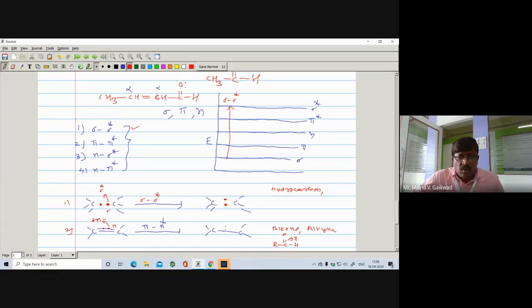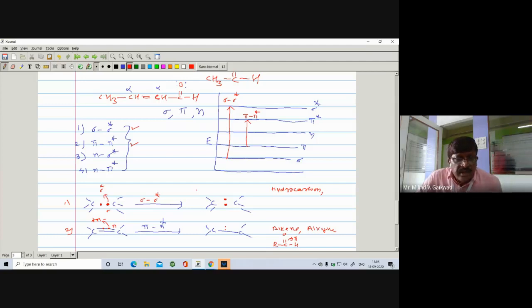So what is the pi to pi star transition? Pi to pi star transition means one of the electrons from the pi bond is shifted towards the pi star. It's called pi to pi star transition. So we should know which compounds contain a pi bond, since they undergo pi to pi star transition.